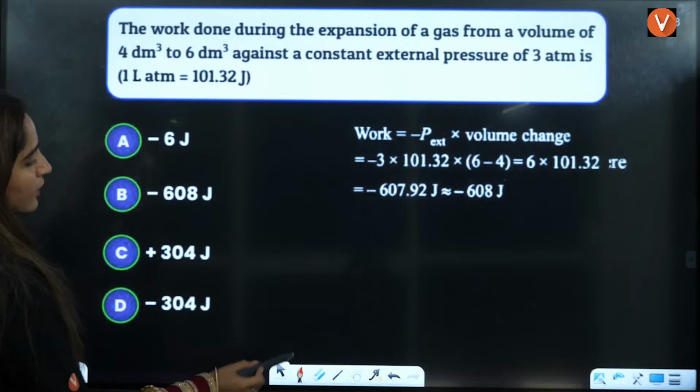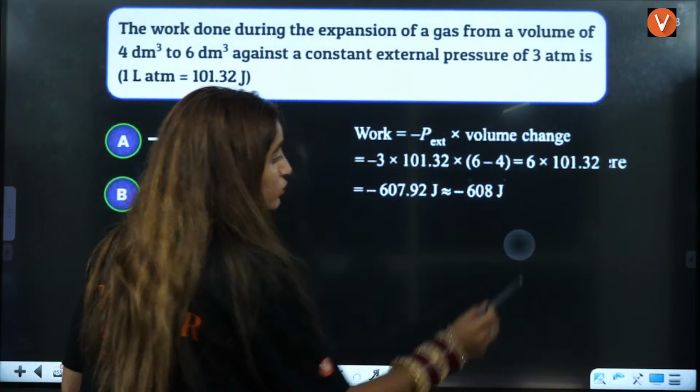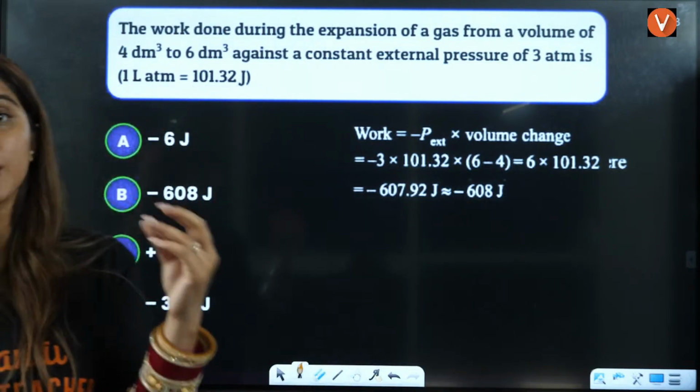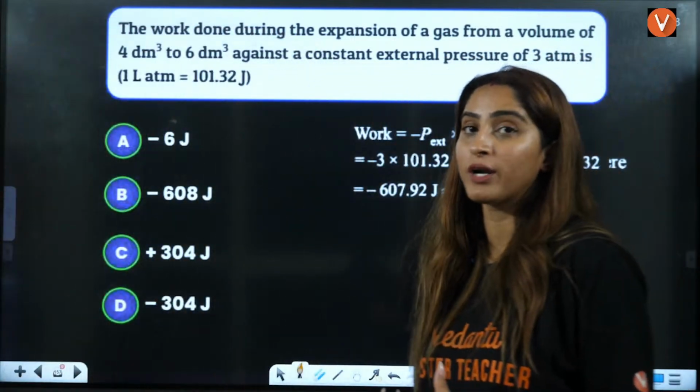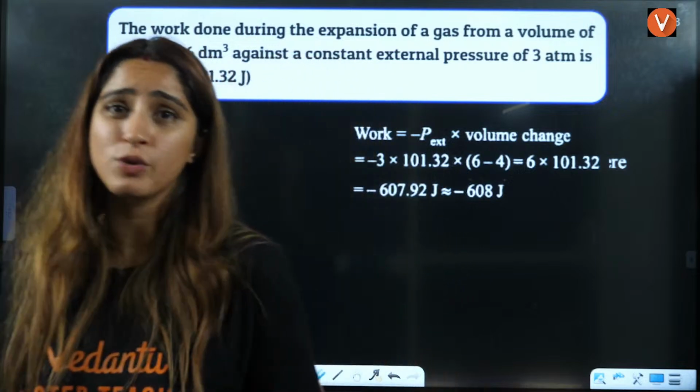Next is the work done during expansion. Now we have come to thermodynamics here. See how we are switching, right? How we are switching between the topics. That is very important for your exam. Okay? You need to switch between the topics.